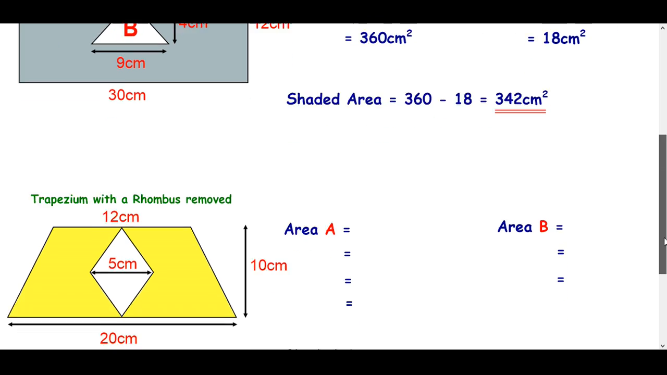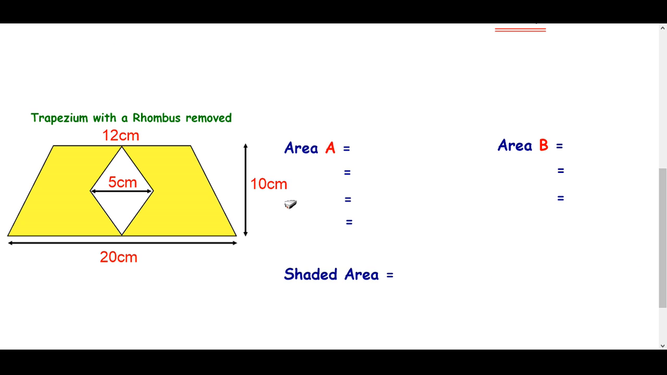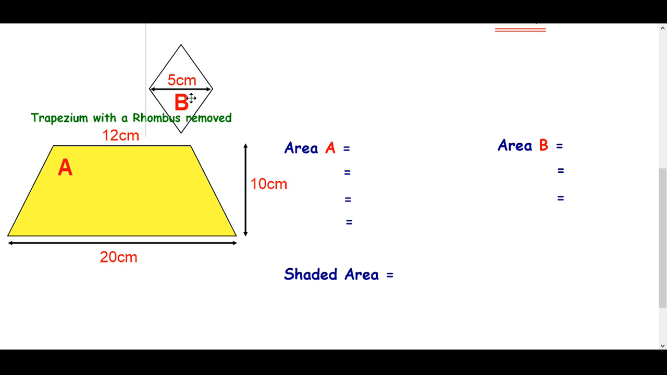Now let's try the last example here. So I've got a trapezium, a similar idea with a rhombus removed. So the first idea, split it into two parts. It doesn't matter which you call A or B. I'm going to say A is the trapezium shape, the yellow bit, and B is the rhombus or the diamond shape in the middle. Now again, when you're working out the trapezium, you just imagine it as a full trapezium shape. And again, when you're working out the rhombus, you just work out the rhombus on its own.